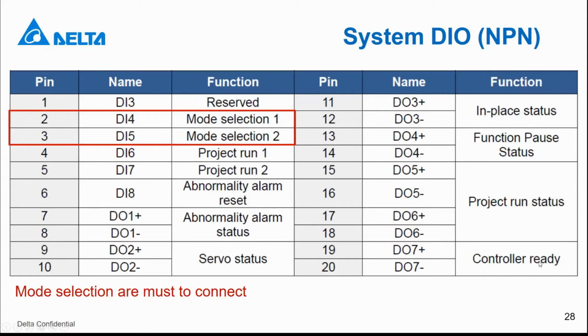And in the end, it's the control ready. When you turn on the robot, it will do initialization. When the initialization is done, then the control ready will be on. Then you will know you can start to operate the robot.